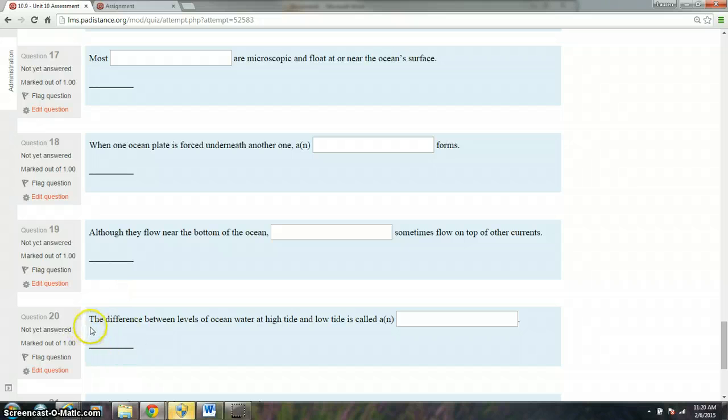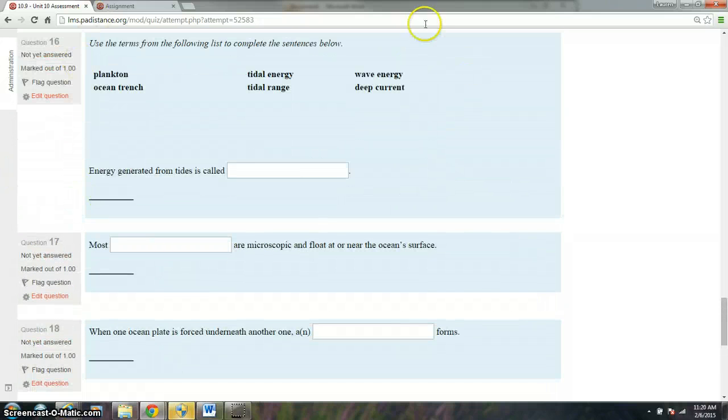Question 20. The difference between levels of ocean water at high tide and low tide is called a blank. Plankton, ocean trench, tidal energy, a tidal range, wave energy, or deep currents. Those are your answer choices.